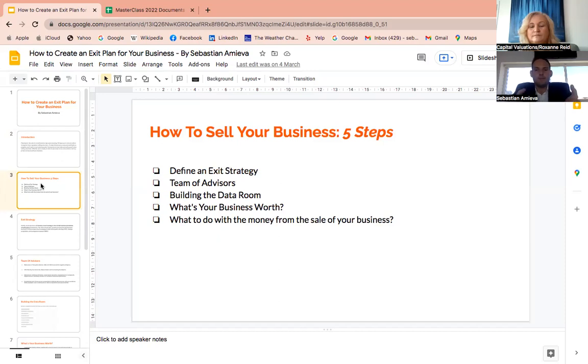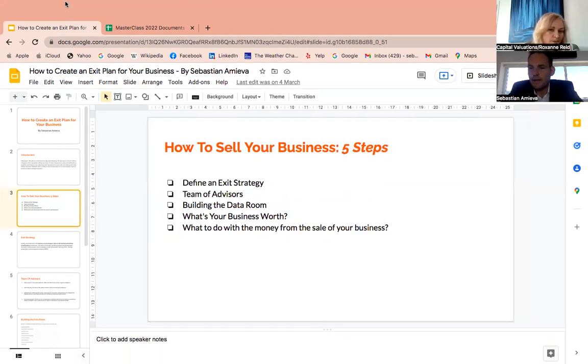So five ways to sell your business, you know, is defining an exit strategy. You need to have your team of advisors. You need to be building the data room. When you sell your company, when you're making an evaluation, it's important to have a data room ready. I will explain what should be included in your data room. Also, you need to know how much your business is worth. For that, we are gonna be chatting today about all the different ways you have to make a company valuation, right? I will explain 4 ways, but I'm sure Roxxane has so many ways and she will explain using her own slides, right? That she's been organizing for today.